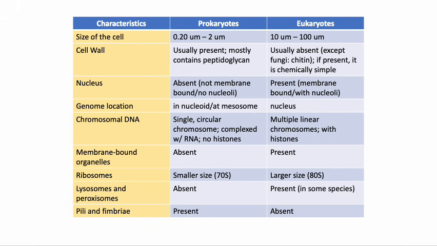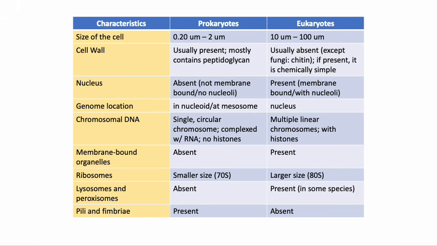Now, the nucleus is absent in prokaryotes, meaning that they do not have a membrane-bound nucleus, and the genetic material of your prokaryotes usually is situated in a structure called the nucleoid. Your eukaryotes typically have their genetic material protected by a membrane, thus it contains a membrane-bound nucleus. The genome of your prokaryotes is located in the nucleoid, situated in parts of the cell membrane called mesosome, while in your eukaryotes, the genome is located inside a membrane-bound nucleus.